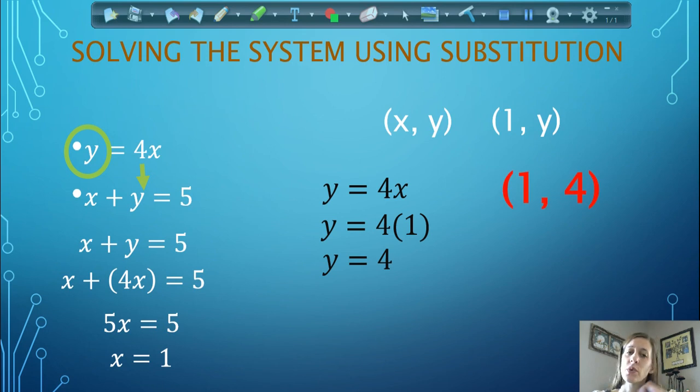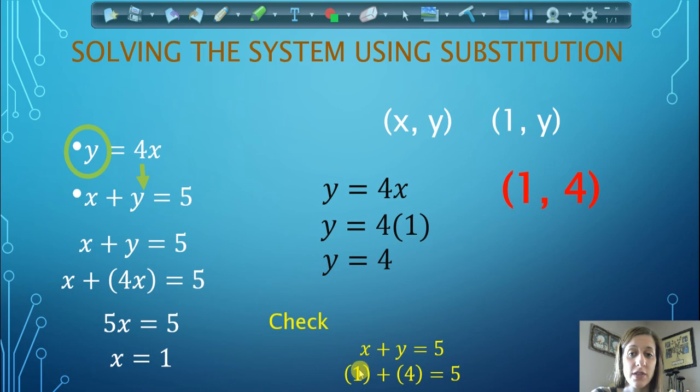Again, we can just do a quick, easy mental check. Since I've used the y equals 4x equation to find the y value, I'm going to use the second equation to check my work. So x is 1, y is 4, and yes, 1 plus 4 does equal 5. So (1, 4) is the correct solution.